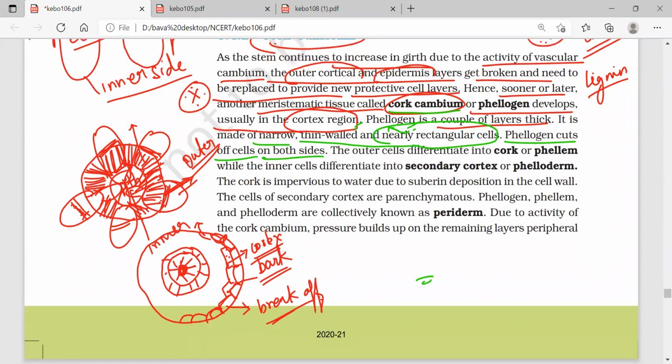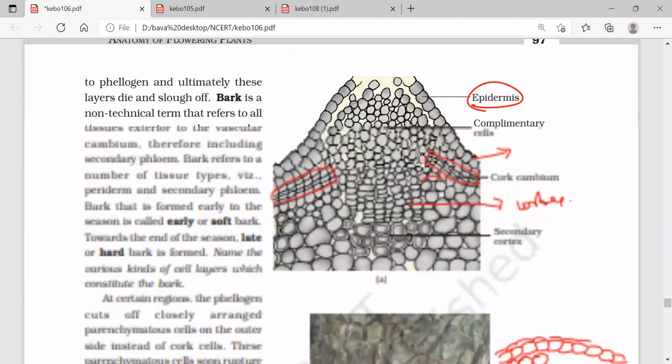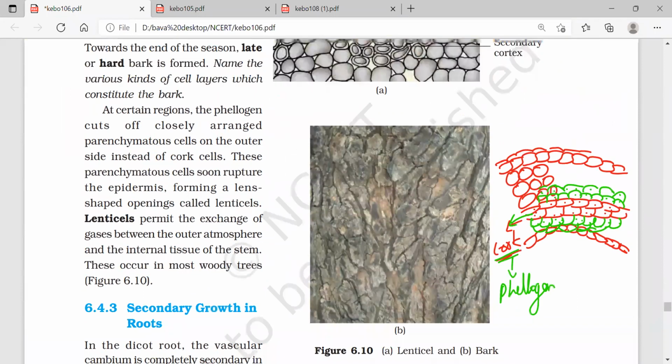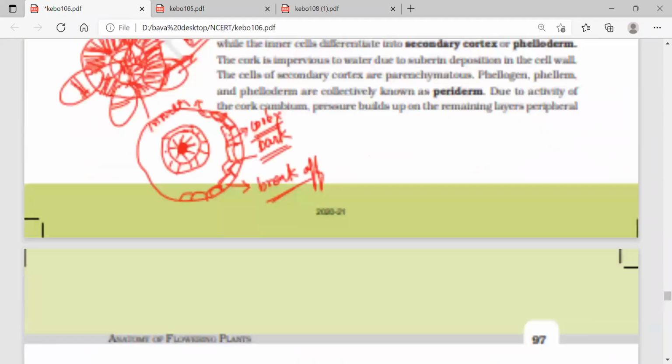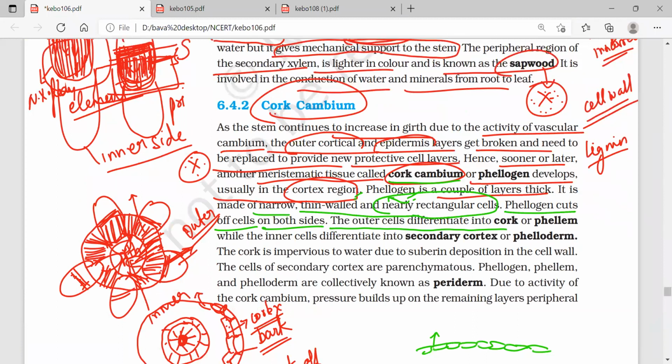As I said, cells are cut off on the outer side and on the inner side. So the outer cells differentiate. Here, this is the outer region, and this is the inner. Look at the name of the cells in the outer region. The outer cells differentiate into cork or phellum, while inner cells differentiate into secondary cortex or phelloderm.